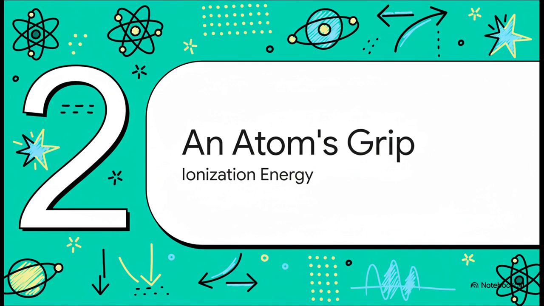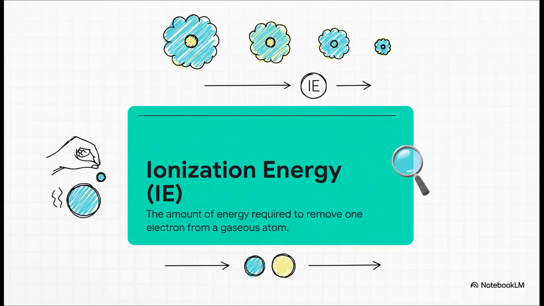This is what we call ionization energy, and believe me, it is completely linked to the atom's size. Ionization energy sounds kind of complicated, but it's really just a fancy way of saying the price you have to pay to steal an electron. That's it. If an atom has a super tight grip on its electrons, it's going to have a high ionization energy. It costs a ton of energy to rip one away. But if the grip is loose, the ionization energy is low.